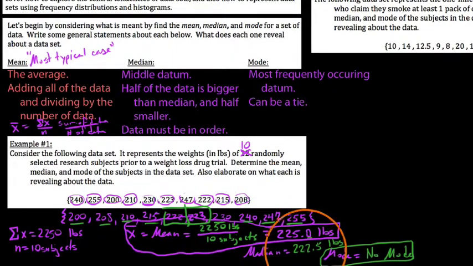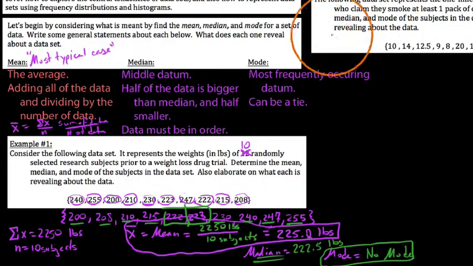Also, this 222.5, we could say that half of the weights were below 222.5 and half were above. So this is what the median is indicating for us. And then the fact that they had no mode means that there was no most frequently occurring datum in the data set here. Okay. So really making sure that we indicate what these things mean.